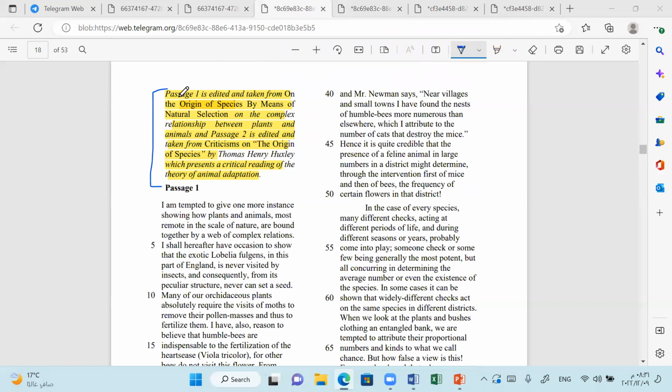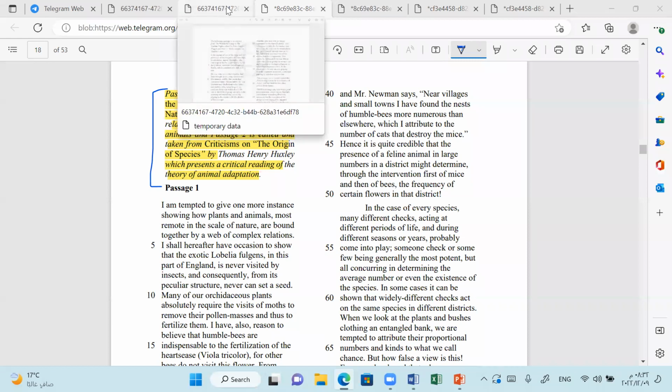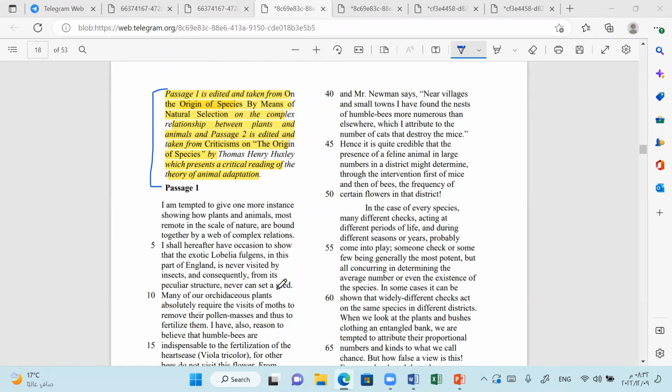As long as I'm being asked about passage 1 and passage 2, there is a certain relationship between both of them, right? Passage 1 is edited and taken from The Origin of Species by Means of Natural Selection, on the complex relationship between plants and animals. And passage 2 is edited and taken from criticisms on The Origin of Species, which presents a critical reading of the theory of animal adaptation. So we're talking about animals.